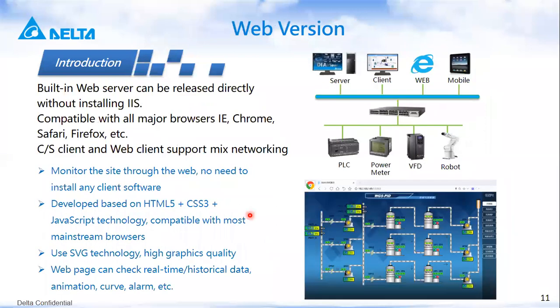Okay, and then we go to the web version. As you can see, the main difference is that besides the server and client, we also add web login. That means we can support any device, mobile device, even your mobile phone or iPad. You just open a browser like Google Chrome and log in with the IP address, and then you can open the whole system, do the monitoring and make some changes in the system.